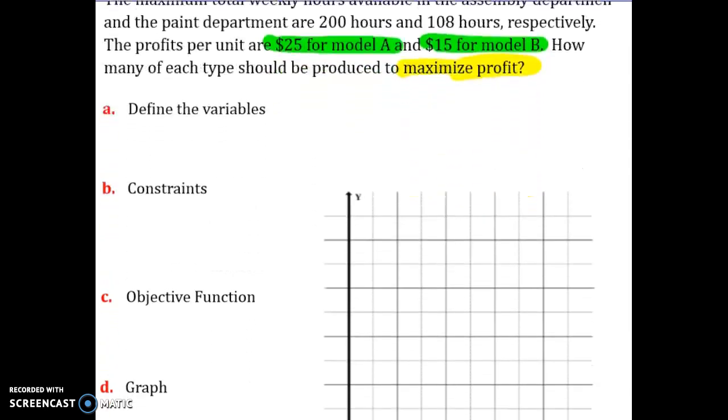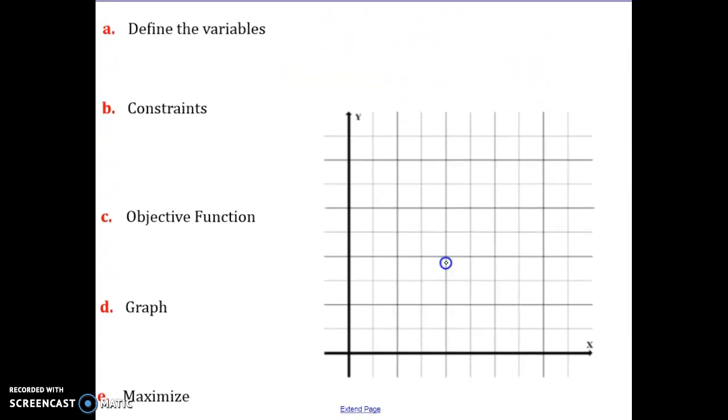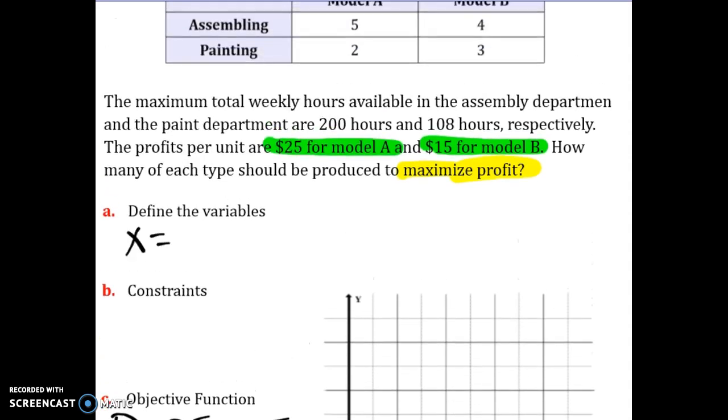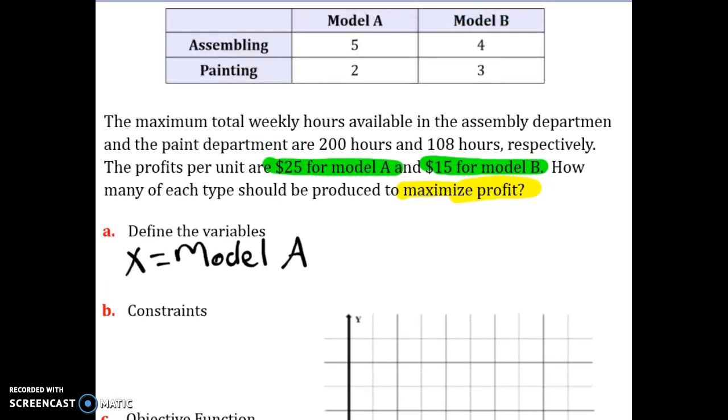So what I'm going to do here is scroll down to my objective function, and I'm going to say P for profit is going to equal 25x plus 15y. So what I've just done is put myself in a situation where I have to define what x and y are. What do these variables even mean? Well, x is going to represent model A. Each bike from model A was $25. Therefore, if I say 25x, that's going to represent model A. Y then is going to be model B.